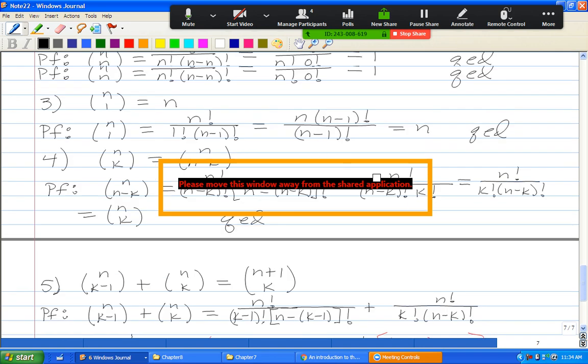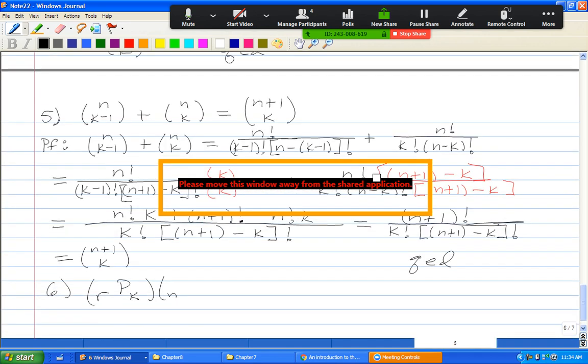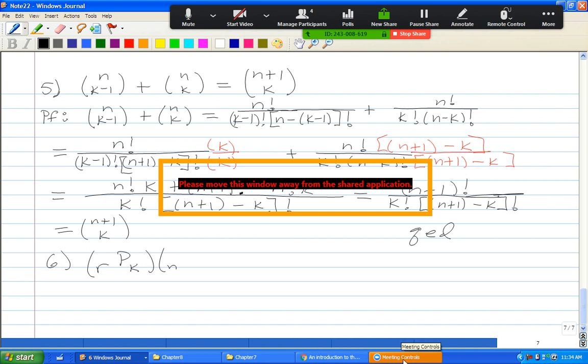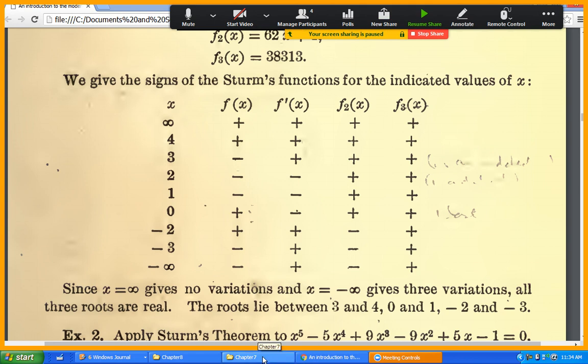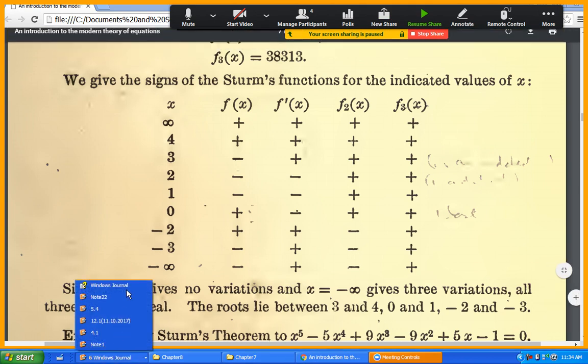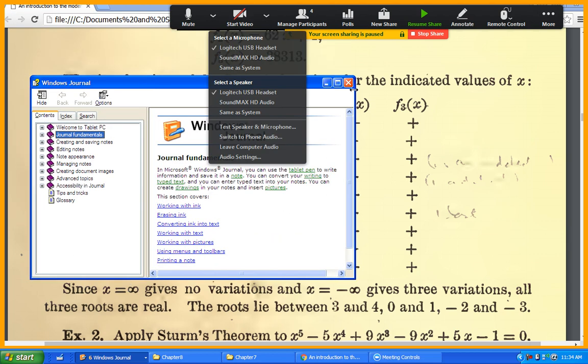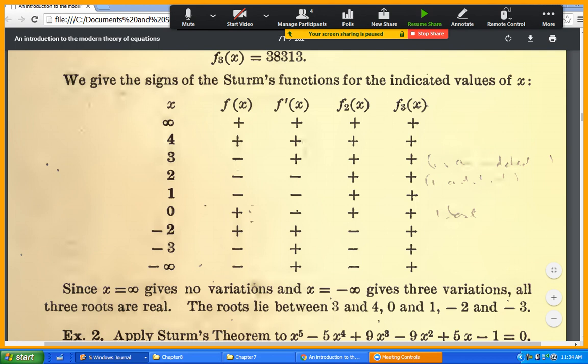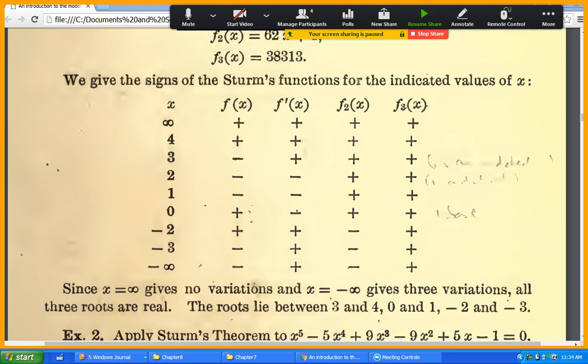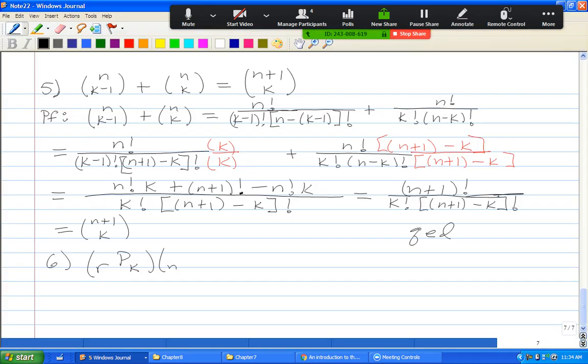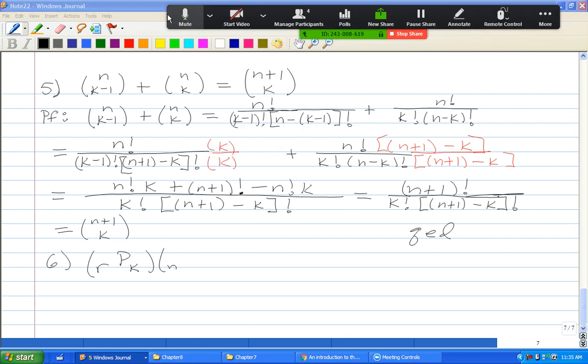Okay, let's see. Maybe I have to move. Oh, this is not disappearing. Okay. Um, One second. Why is that? Is it still doing it? Pause here. No, it should be going. Okay. That should be fine now.